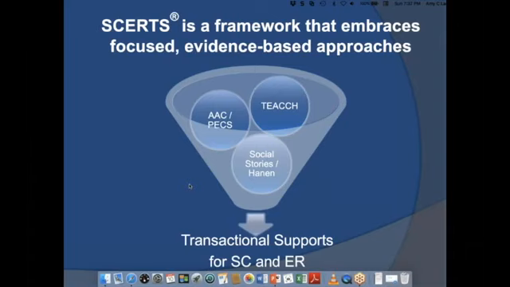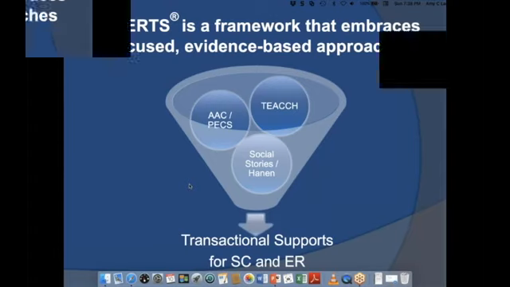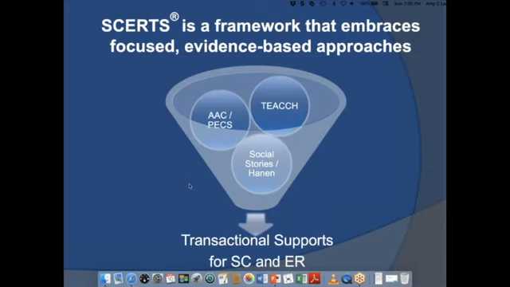But I do want you to know that SCERTS is basically a framework. So it is a model, yes, but it's a framework that allows us to pull in different evidence-based practices to address goals and objectives in communication and regulation. So on this slide, you can see we've got things like TEACH, and we've got PECS and augmentative communication. As long as there's an evidence base behind it, and it addresses the appropriate developmental level for the child or student in our lives with the social communicative learning difference, we can pull it in.